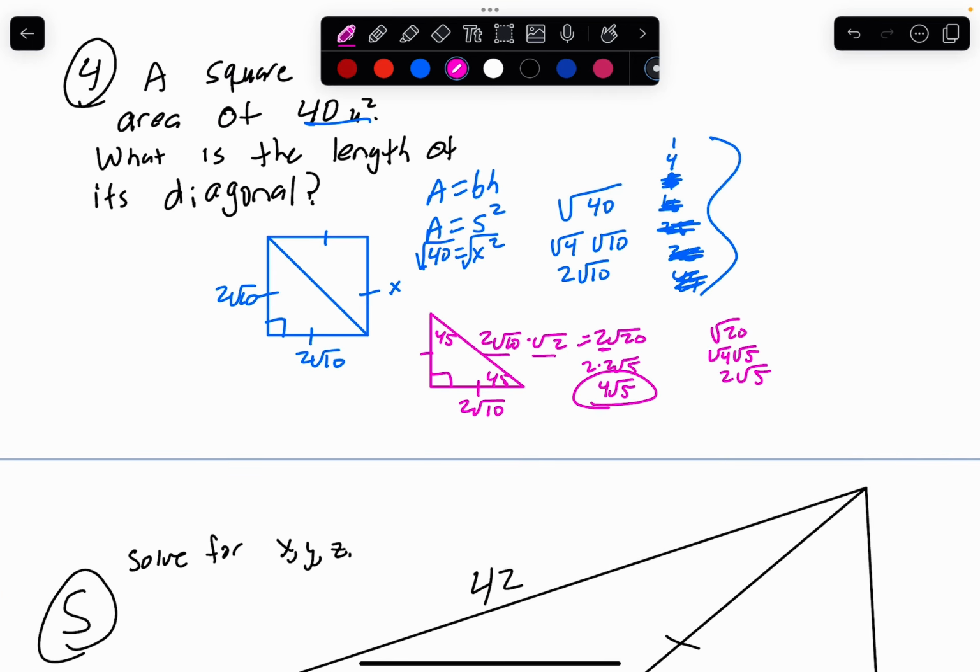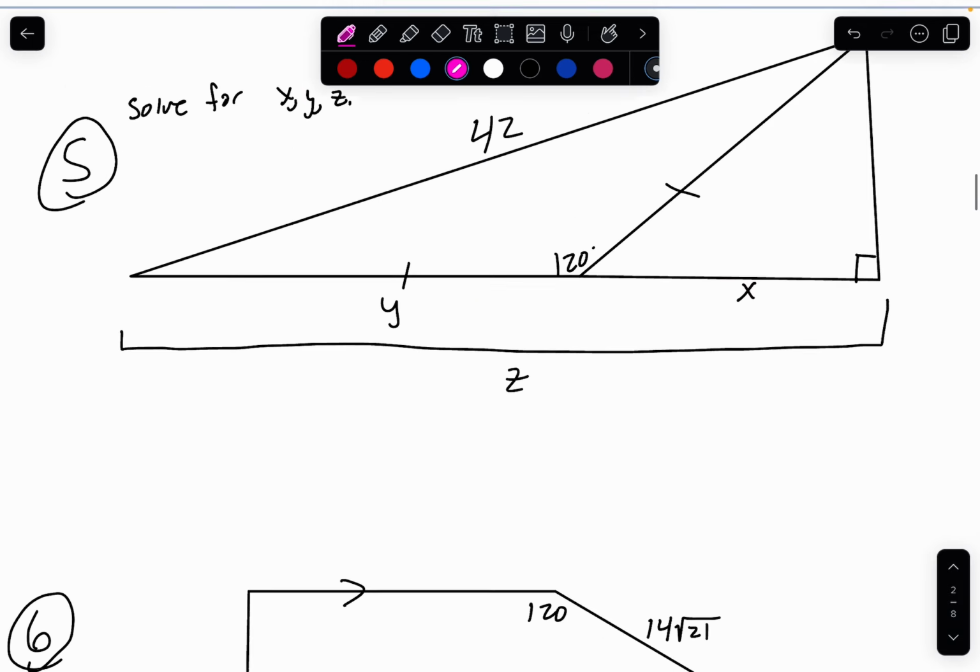So how long is the diagonal? Final answer for this question is 4 root 5. That's a hard question. You have to know how to do a lot of good math to get there. So I would be thinking about that and why it works and how I did all that, guys.